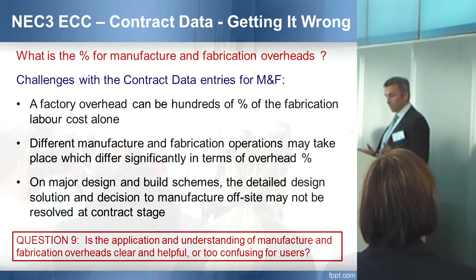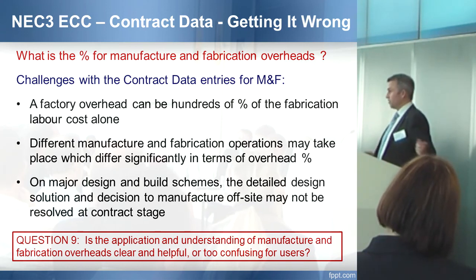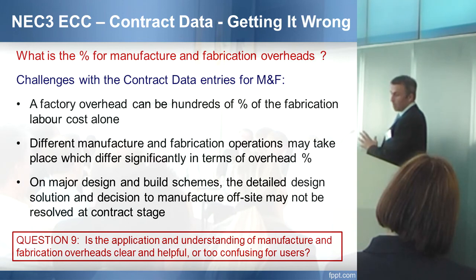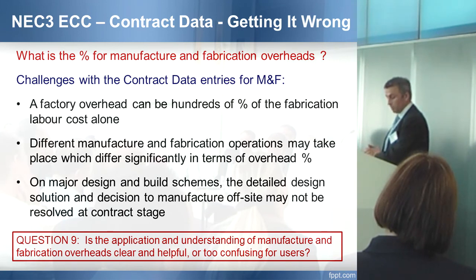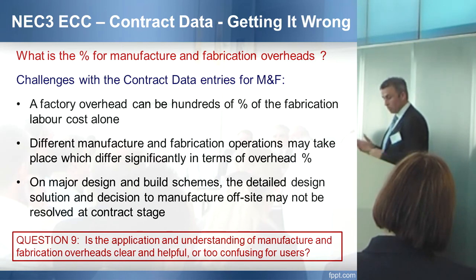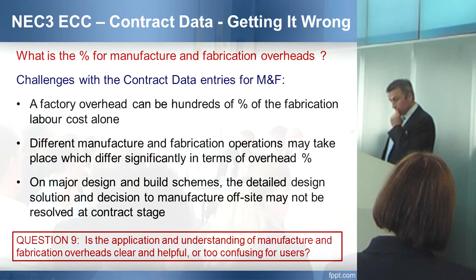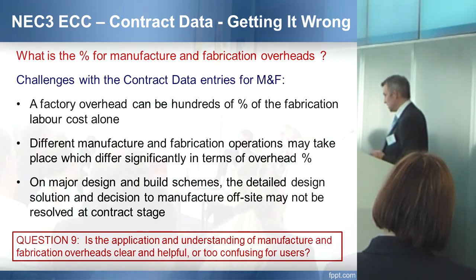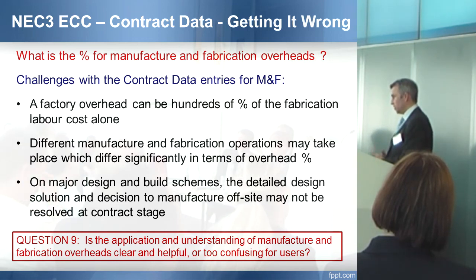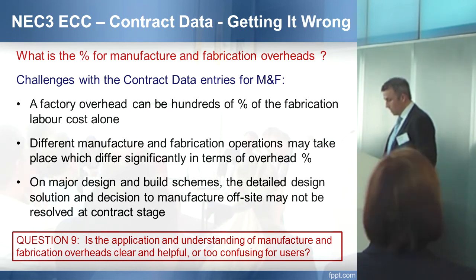You also may have different manufacture and fabrication operations. We might have a very simple assembly shed next to the site for simple welding and bracket making. You might, on the other hand, have a full manufacturing facility and factory, which is really part of the company's infrastructure, with huge property costs and running costs. So you don't know which percentage to put in. On major design and build schemes over a long period, you may not have made those decisions at the time of forming the contract either, because you may not even have your full design solutions worked out. So a couple of challenges, but it's an important feature actually.